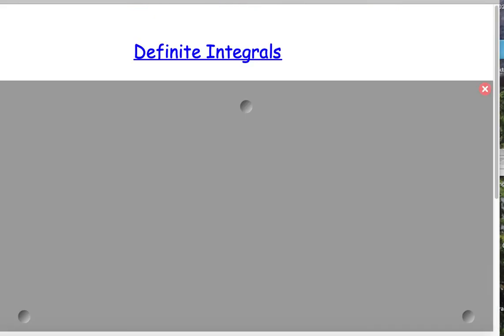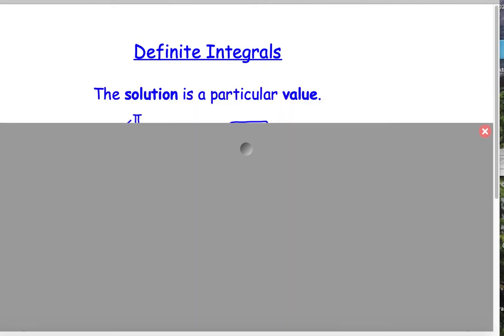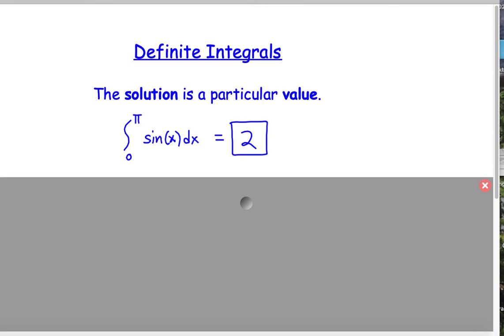So it's important to distinguish now, we've looked at definite integrals, and the solution is a particular value. For example, the integral from 0 to pi of sine of x dx wound up equaling 2. We just did it from 0 to pi over 2 and we got 1. And because of the symmetry, we know from pi over 2 to pi is another 1, which gives us a total of 2. So we're getting a particular value.